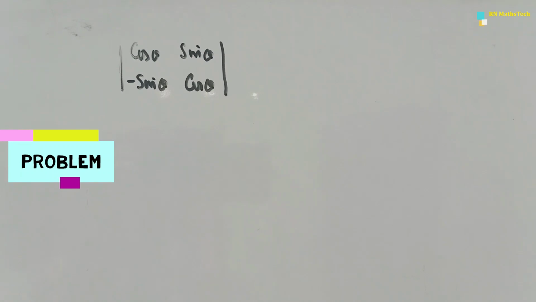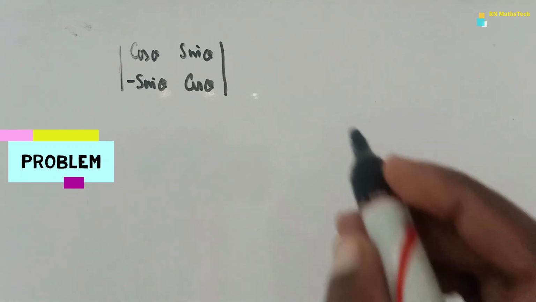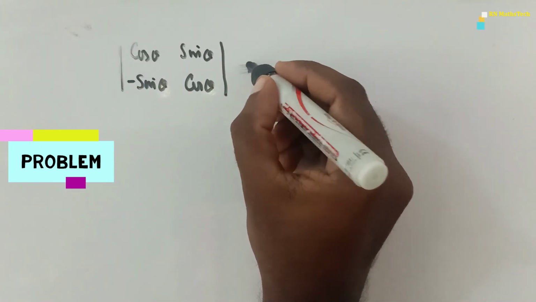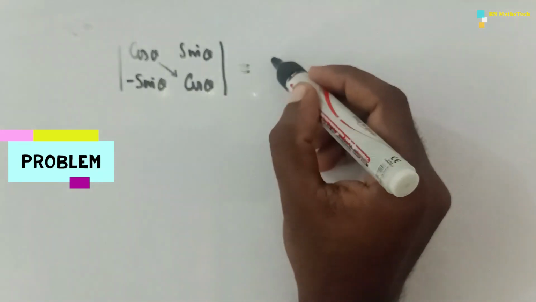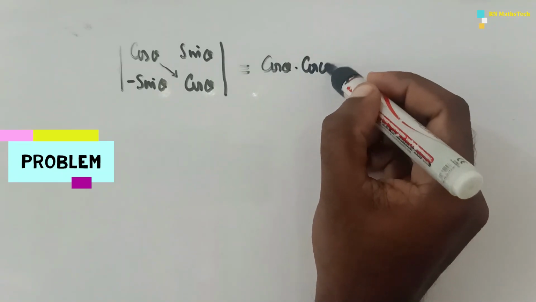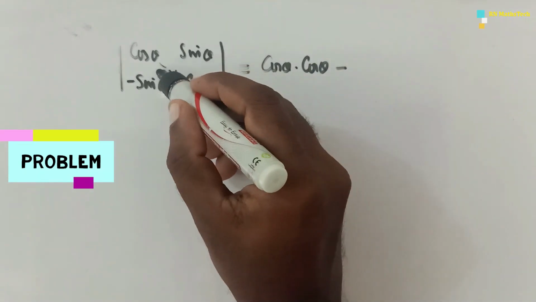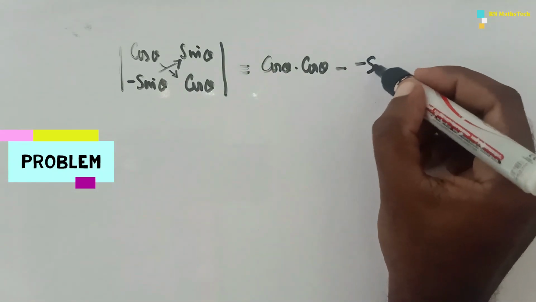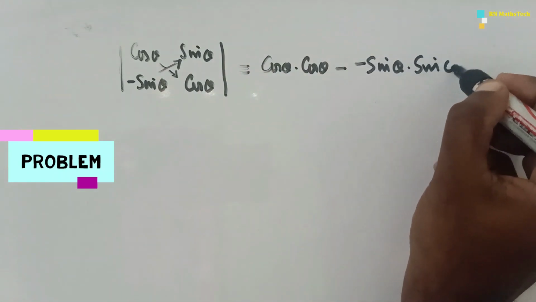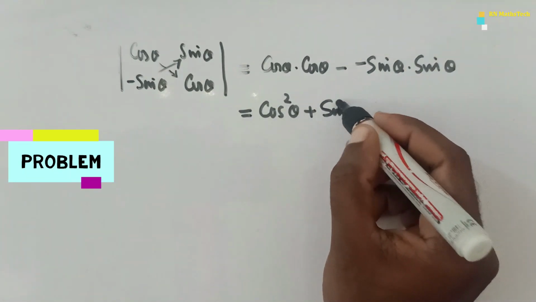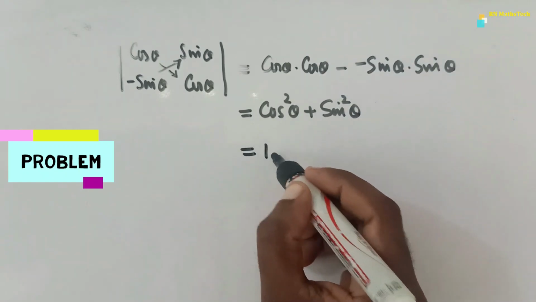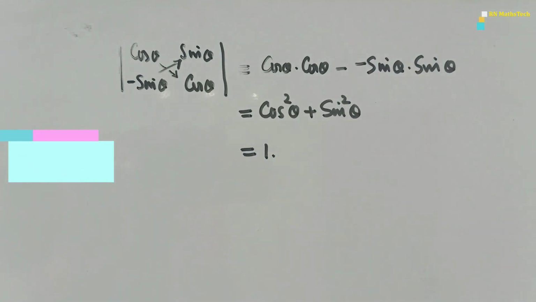The value of the determinant cos theta, sin theta, minus sin theta, cos theta. This is a 2 by 2 determinant. So the value of this determinant is the product of cos theta and cos theta, that is cos theta into cos theta, minus this product. This product is minus sin theta into sin theta, which is cos square theta plus sin square theta, which is equal to 1. So that is the value of the determinant.